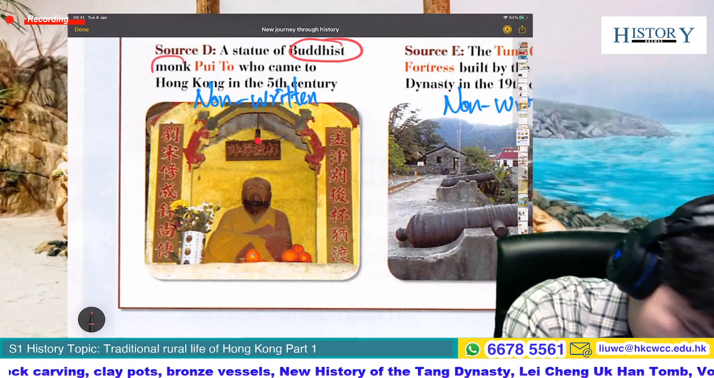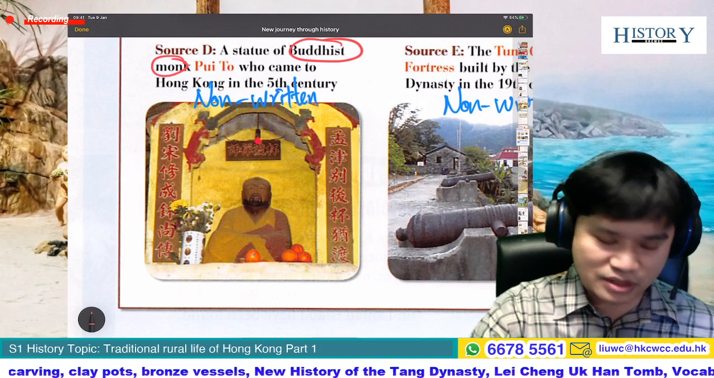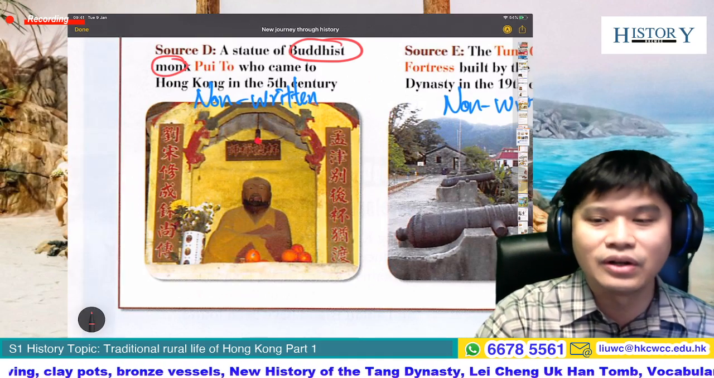Then source D, a statue of a Buddhist monk. Related to a monk, so that is also obvious. That is related to religion.